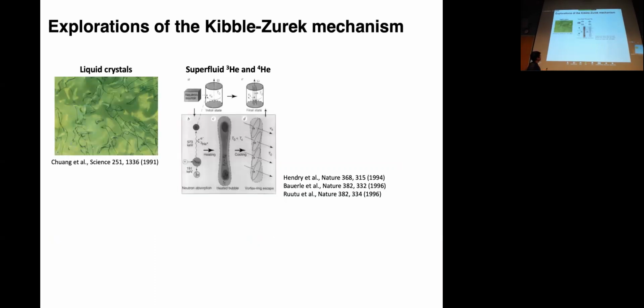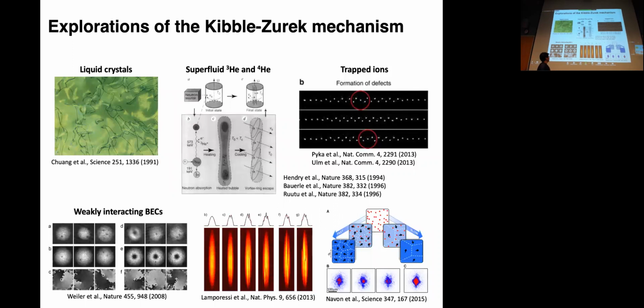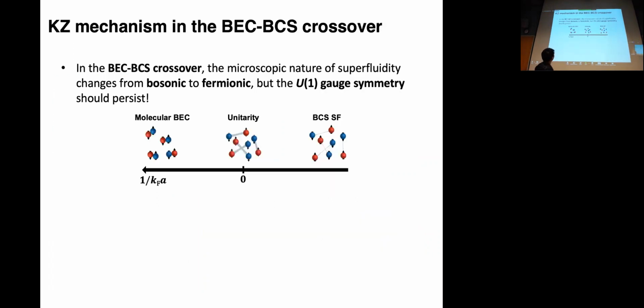Of course, because of this universal nature of the Kibble-Zurek mechanism, many experimental platforms have studied it, including weakly interacting BECs. And what fermionic superfluid brings to the table is that it really presents us with a very unique opportunity to explore the universal aspect of the Kibble-Zurek mechanism. Because with our Feshbach resonances, we have a knob to tune the microscopic nature of superfluidity from bosonic to unitarity-limited to fermionic.